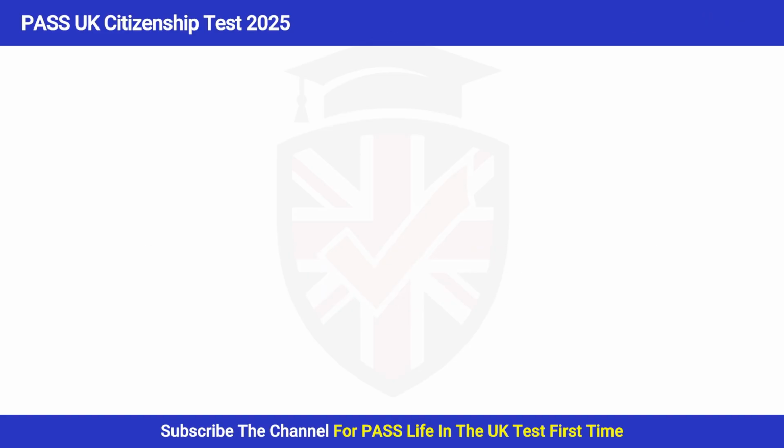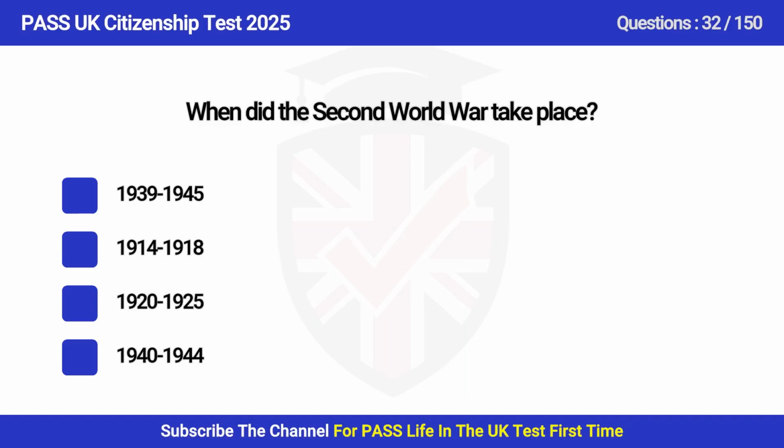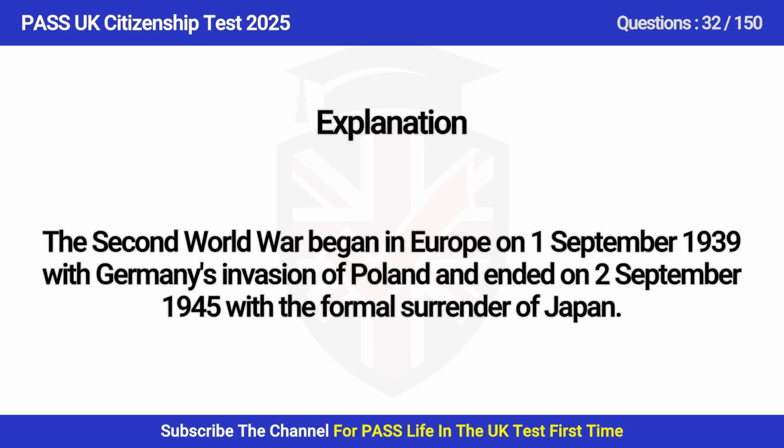Question 32. When did the Second World War take place? A, B, C, D. Answer is A. The Second World War began in Europe on 1 September 1939 with Germany's invasion of Poland, and ended on 2 September 1945 with the formal surrender of Japan.